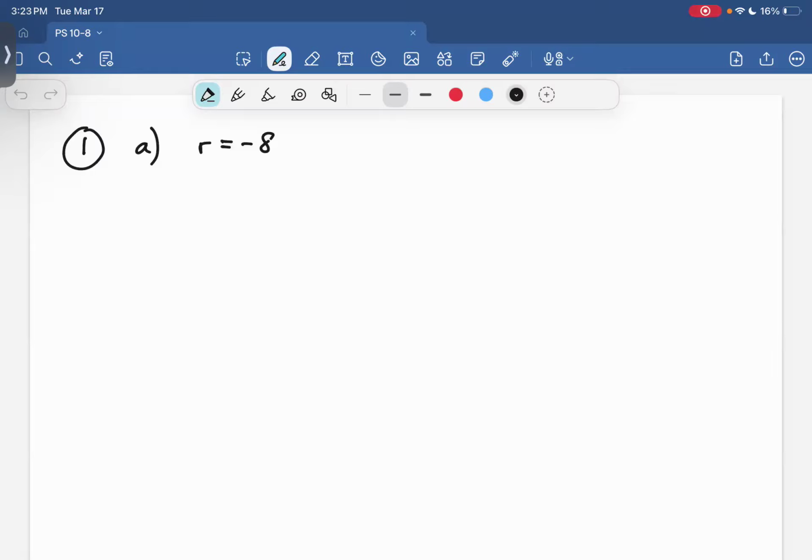Hello, I will now go over the 10-8 problem set. So the first question, r equals -8.